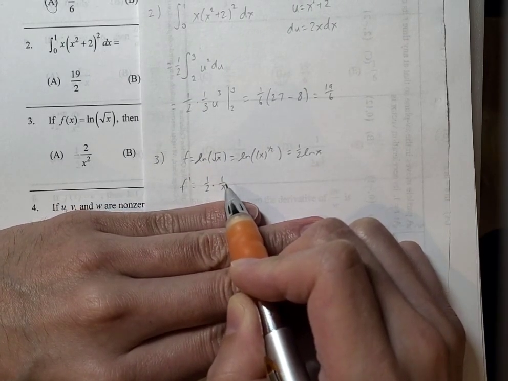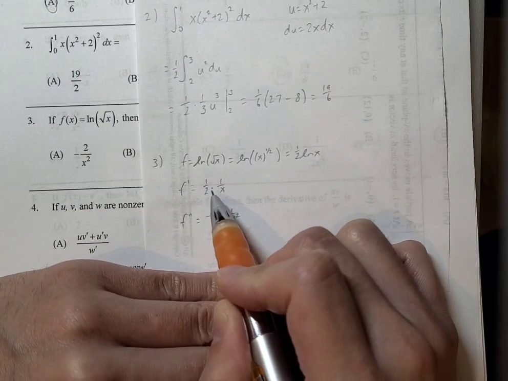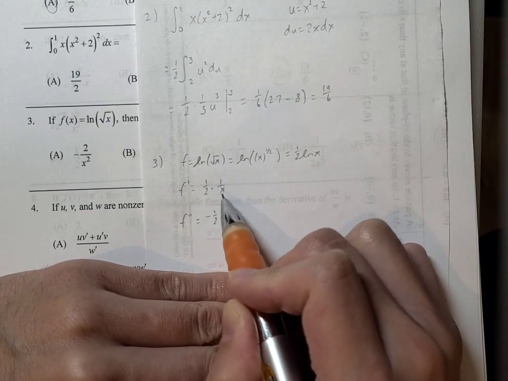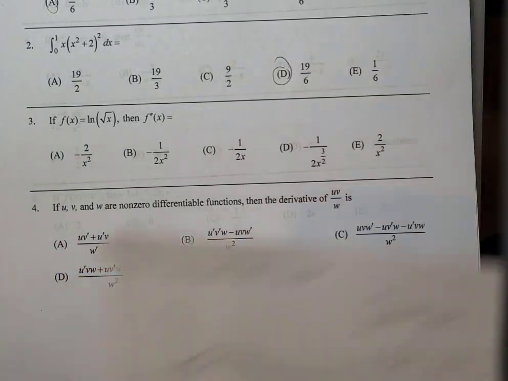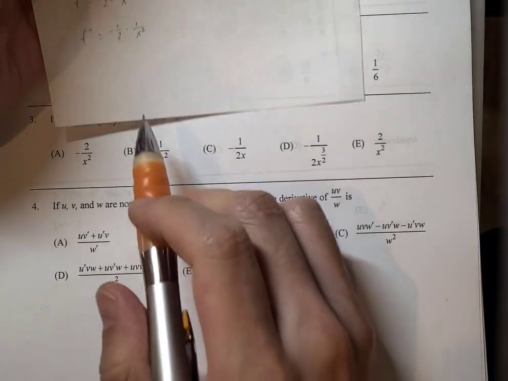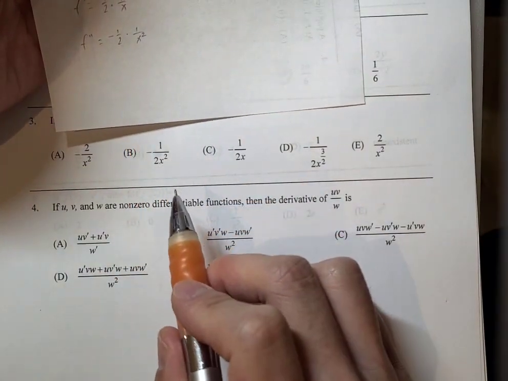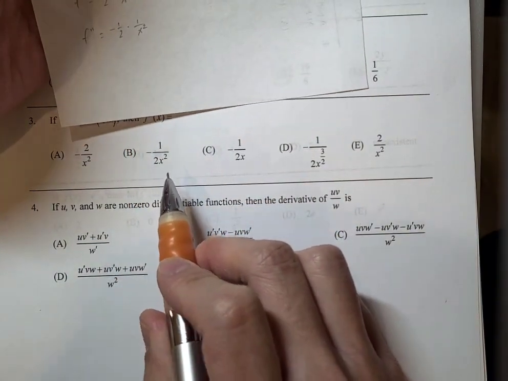We want to find the second derivative. The half is a constant, so we leave that alone. The derivative of 1 over x would be negative 1 over x squared. So that is minus half times 1 over x squared. So it looks like B.